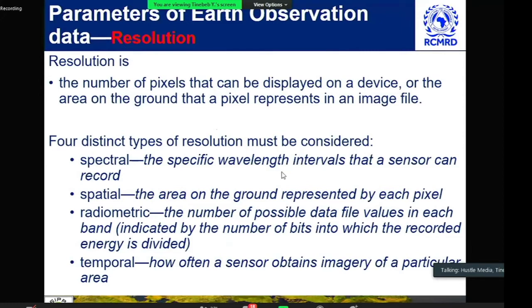But in the spectral, it is the specific wavelength intervals that a sensor can record. And in the temporal, it is how often a sensor obtains imagery of a particular area, because we are interested in a location-based spectral analysis, and then a time-based temporal resolution. So these 2 main categories need to be given attention.